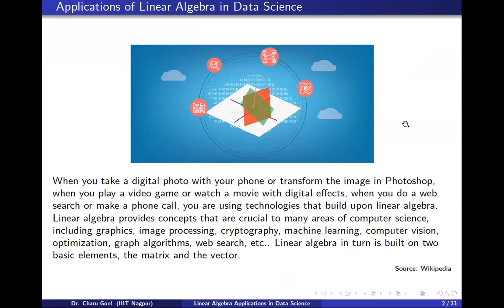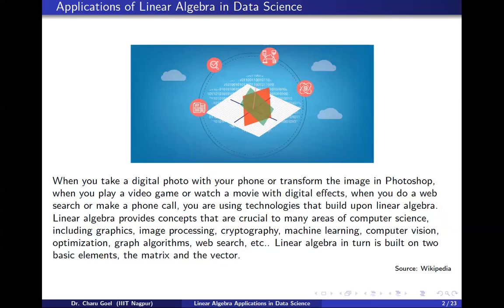So what is it all about, data science? Already you saw yesterday. What topics are we going to see today, and what do they relate to? When you take a digital photo with your phone or transform the image in Photoshop, we usually have to reduce the size or make it brighter. When you play a video game or watch a movie with digital effects, when you do a web search or make a phone call, we are all using technologies that are built upon linear algebra. We'll see that shortly. Linear algebra provides concepts that are crucial to many areas of computer science, including but not limited to graphics, image processing, cryptography, machine learning, computer vision, optimization, graph algorithms, web search, and so on.